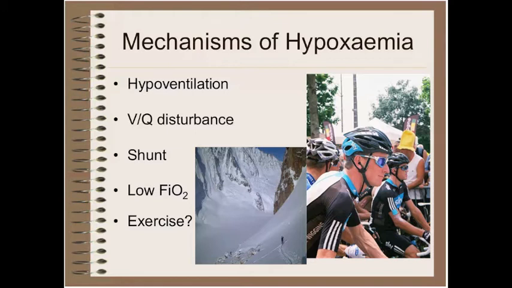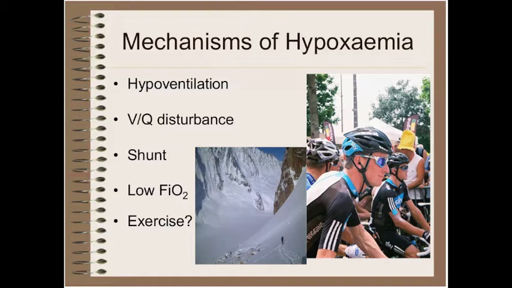And the next one down isn't important clinically, but just thinking about basic mechanisms. If you're up high at altitude, then your FiO2 will be low, and this will cause hypoxemia. And on top of Everest, the PO2 of climbers there is about 3.5, which is shockingly low.